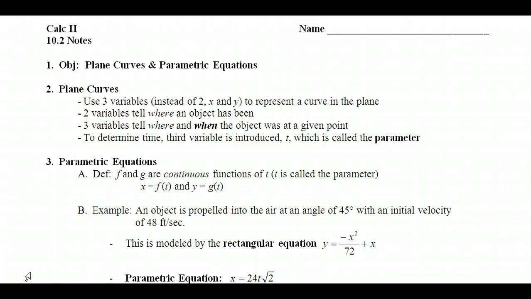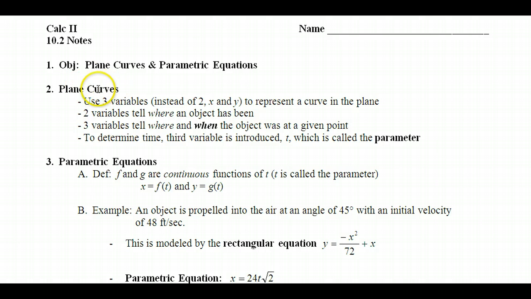All right, so here's section 10.2, and remember in chapter 10, we have three main ideas. We have our conics from section 1, we have parametric equations for sections 2 and 3, and then we have polar equations for sections 4, 5, and 6. So getting into parametric equations today and plane curves, a lot of little vocabulary changing and things, and we'll obviously talk about that through the lesson here.